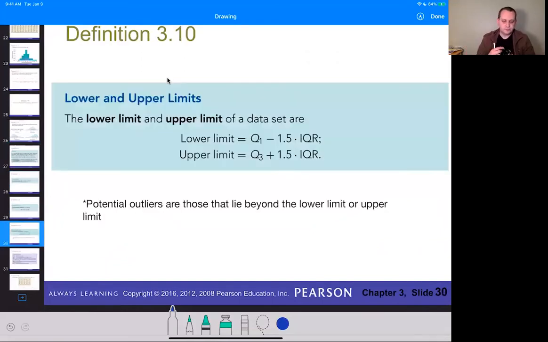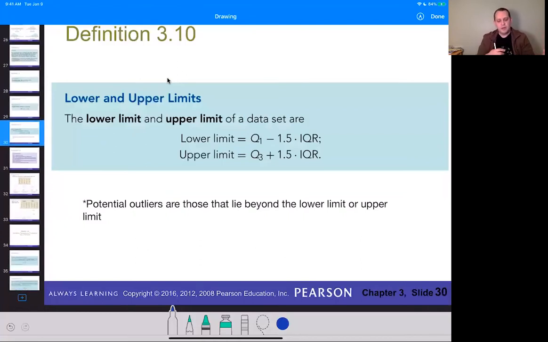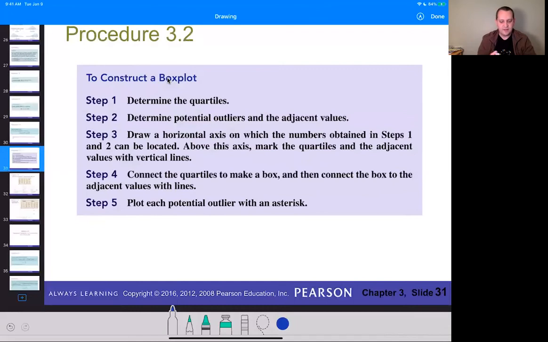behaves. Now, we're going to care a little bit about lower and upper limits for our data set, and these are defined as follows. So the lower limit of your data set is going to be Q1 minus 3 halves times IQR, and your upper limit will be Q3 plus 3 halves times IQR. 3 halves times the IQR is used, if we think about what the IQR is it's going to be about half. And so 3 times that is going to give us kind of our lower limit and our upper limit of our data. And then potential outliers are going to be the values that lie beyond the lower and upper limit. So those are going to be useful to have identified there.